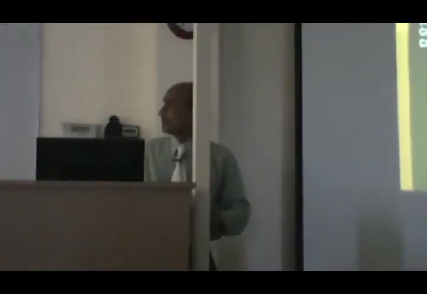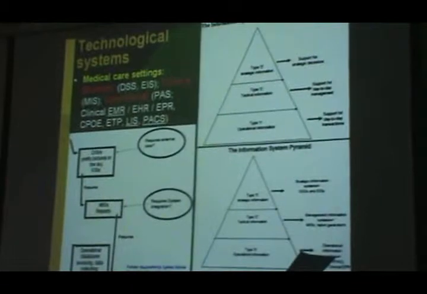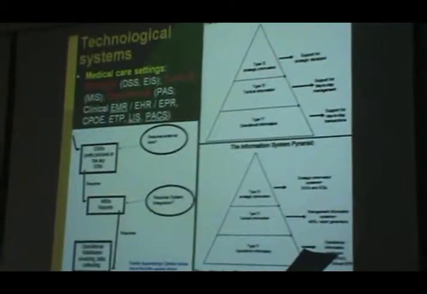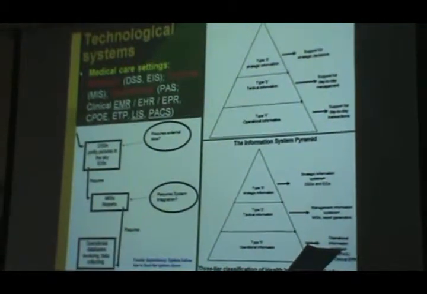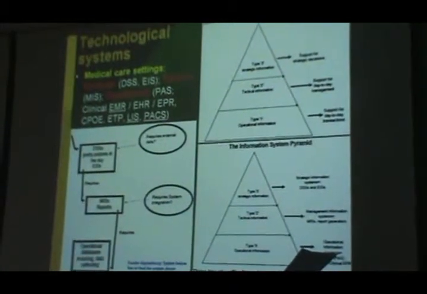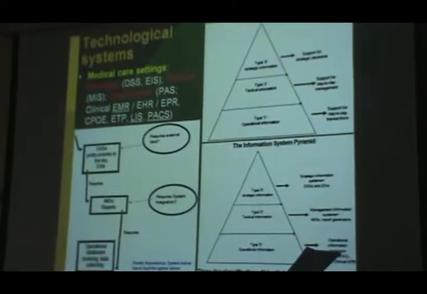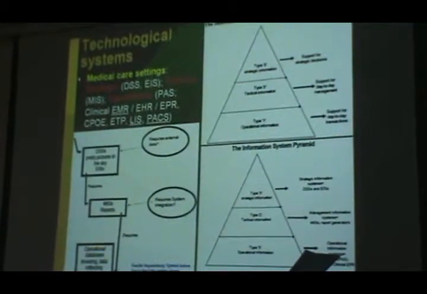And all information systems are also devised on the same principle, whether it's in a hospital, in medical education, or anywhere else. So to give you examples, at the strategic level we have the decision support systems and the executive information systems. Then we have the management information systems, and at the grassroots level, day-to-day hospital working. Some of you will use all these systems when you go to the hospital. We have the clinical EMR, electronic medical record, the electronic health record, computerized physician order entry, electronic transfer of prescriptions, and laboratory information systems. These are some of the systems.